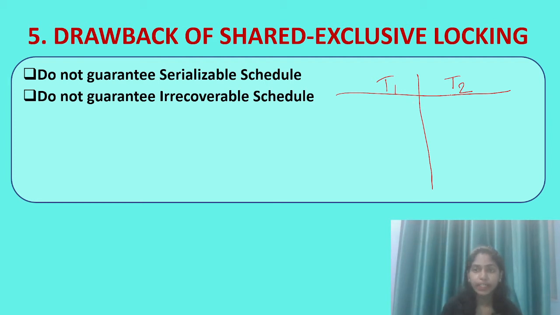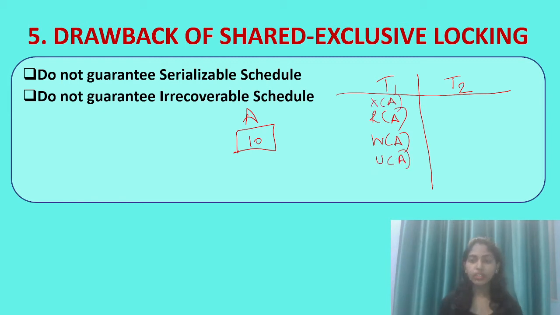So T1 and T2 are executing simultaneously. T1 wants to read the data item A and write into data item A. A contains, suppose, the value 10, and since it is reading and writing the value on data item A, we can apply the shared exclusive lock. After usage, it can unlock the data item A.